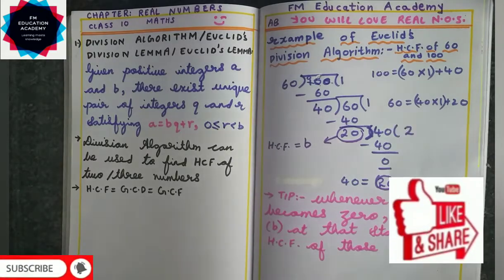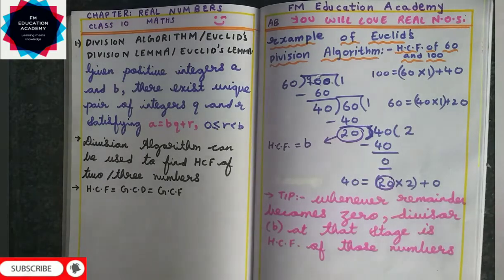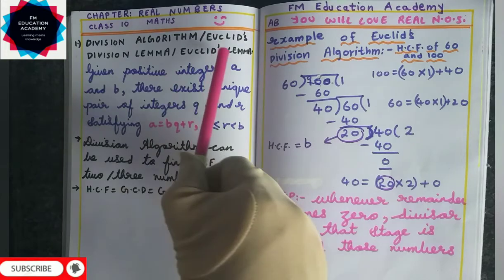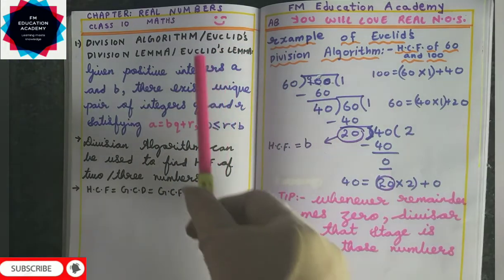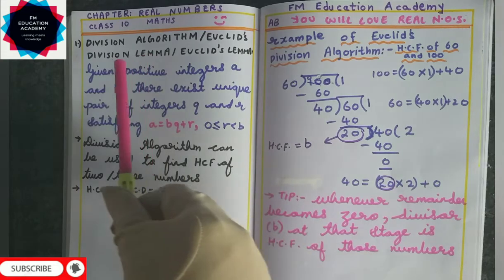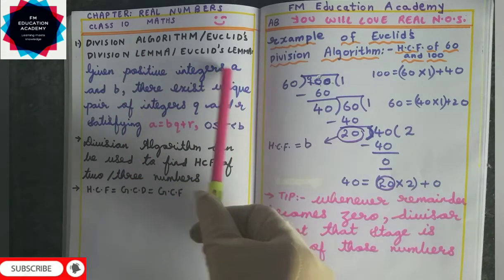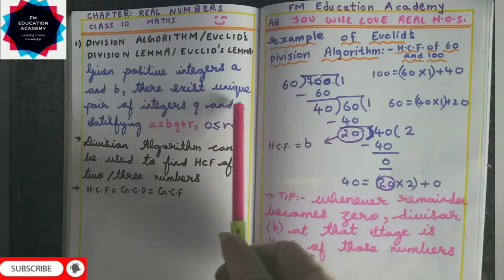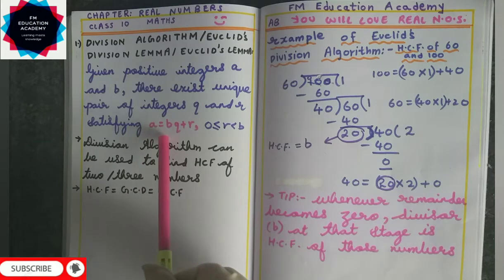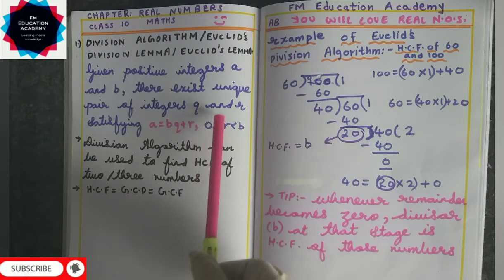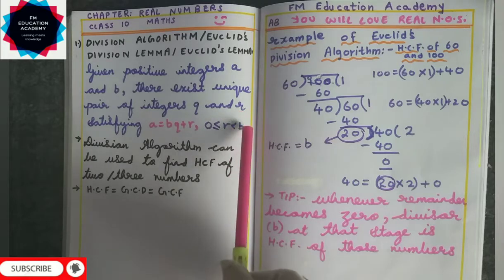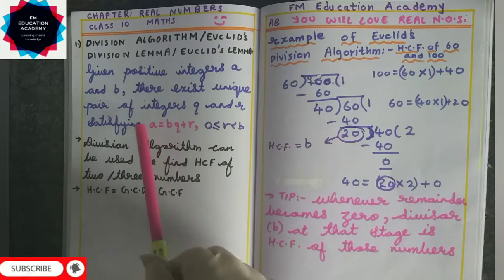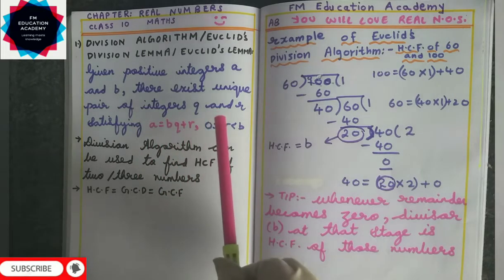Okay, so let's continue. So in real numbers, the first concept is division algorithm, or Euclid's division lemma, or Euclid's lemma. So what is Euclid's division lemma? If we consider there are two positive integers a and b, then there exists a unique pair of integers q and r satisfying a is equal to bq plus r, where 0 is less than or equal to r is less than b. What is this? If you observe here, it is nothing but dividend is equal to divisor into quotient plus remainder.